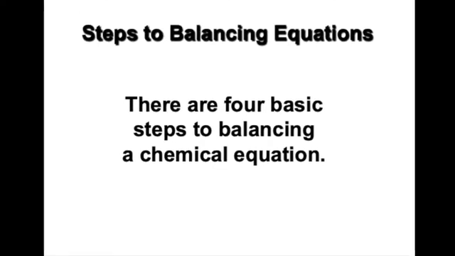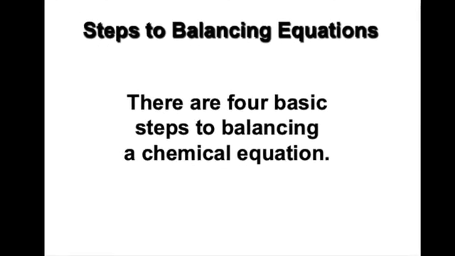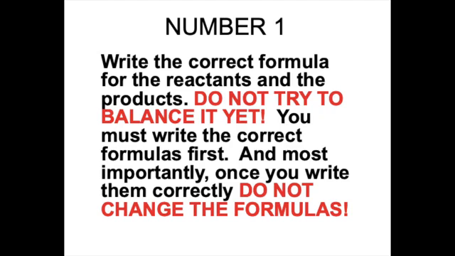Steps to balancing an equation. There are 4 basic steps when balancing a chemical equation. Number 1, write the correct formula for the reactants and the products. Do not try to balance it. You must write the correct formula first.